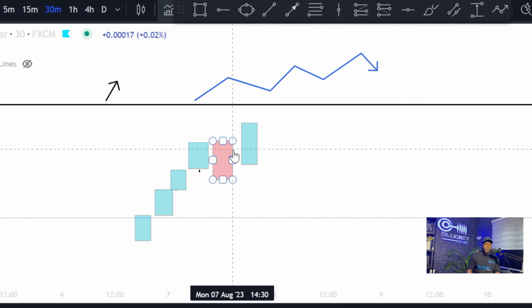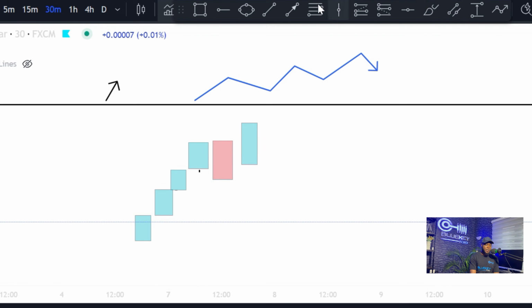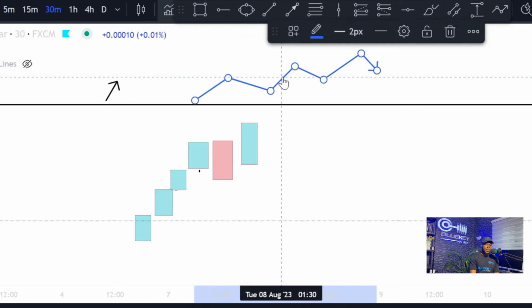Now the difference between a pullback and a correction is that a correction is actually meant to take out the liquidities created by these pullbacks, right? So we have price going up like this. Let me just take this out and then give you this.